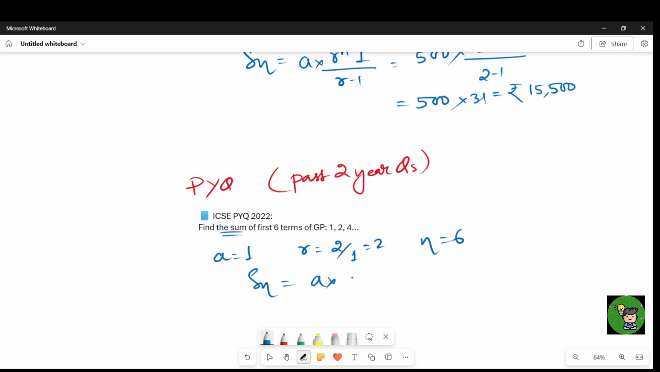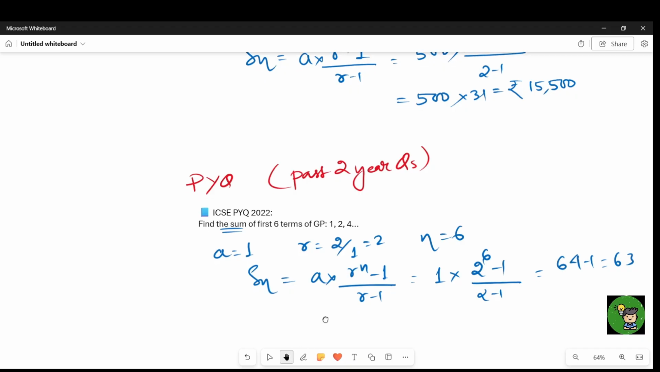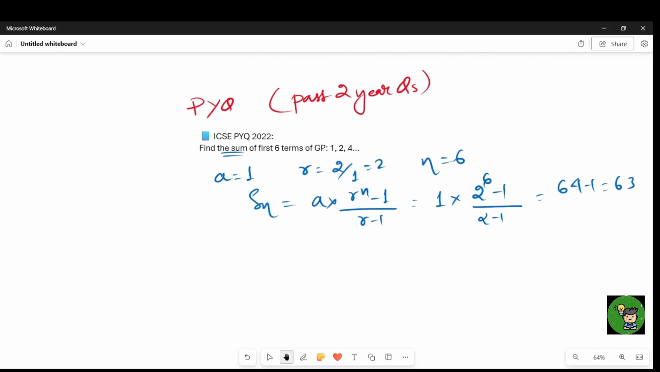So a into, always write the formula for better solving. So 1 into 2 power 6 minus 1, by 2 minus 1. So what do you get? 64 minus 1 equals 63. Done.